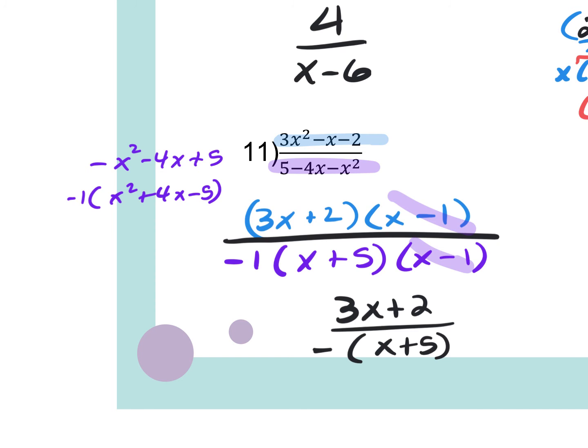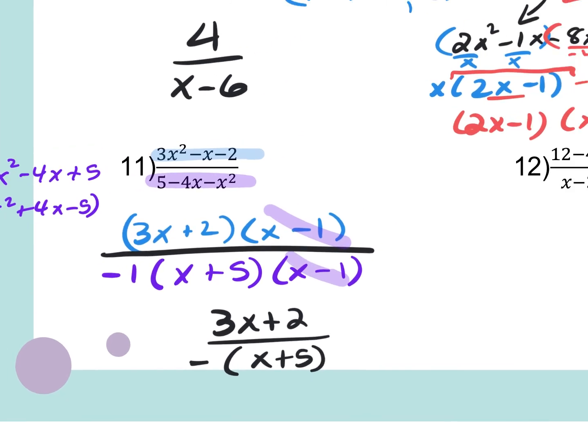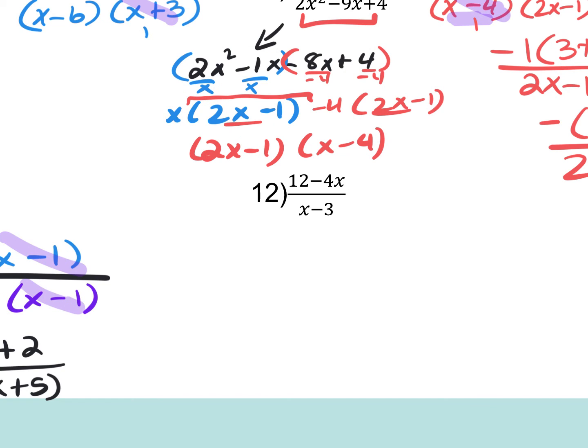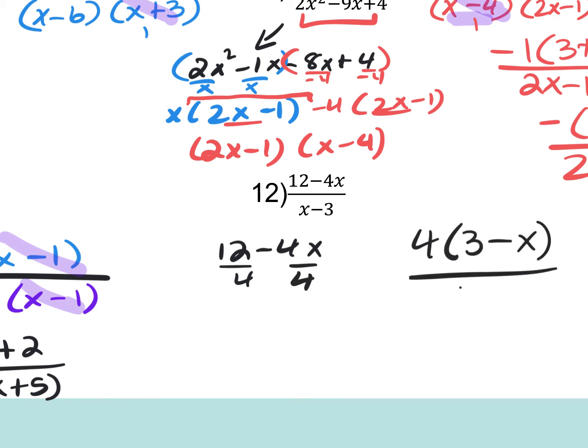All right, all we need to do here is pull out a GCF out of the numerator. So I'm going to pull out a -4 GCF, or let me do it first as +4. So I'm going to pull out a +4 GCF. So then what I'm left with is 3 minus x. And then the denominator, x minus 3.